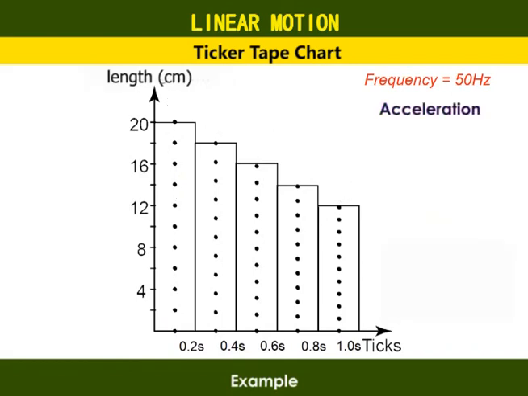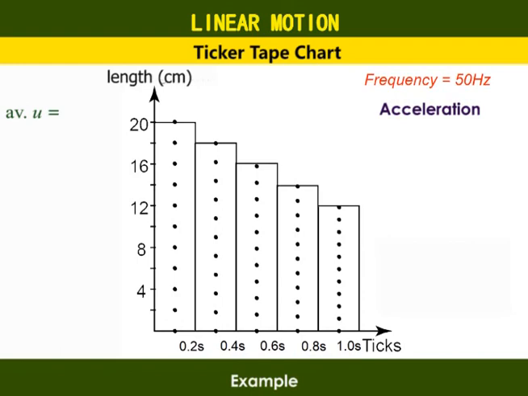Next, we move on to find the acceleration of the motion. To calculate the acceleration, we need the initial velocity, final velocity, and the time interval between the two velocities. The first strip represents the initial velocity u, and the last strip represents the final velocity v. To calculate the initial velocity, we calculate the average velocity for the first strip. Average velocity is given as displacement over time.